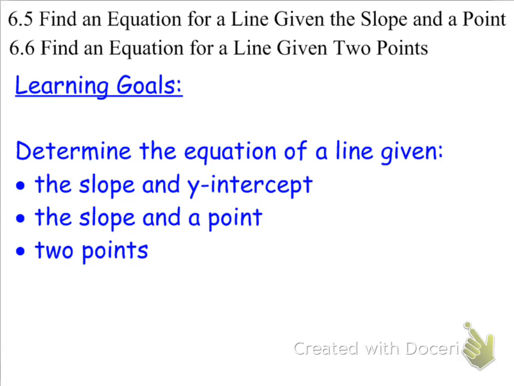Today's lesson, we're going to look at two topics in both 6.5 and 6.6. All of the statements begin with finding the equation for a line. As we've talked about already, you can find the equation of a line when you know the slope and the y-intercept. But what if you don't have the slope and y-intercept? If you look at the learning goals, we're going to consider three different scenarios. That's the most basic. But if you have a slope and a point, or if you have 2 points, how do you find the equation of a line?